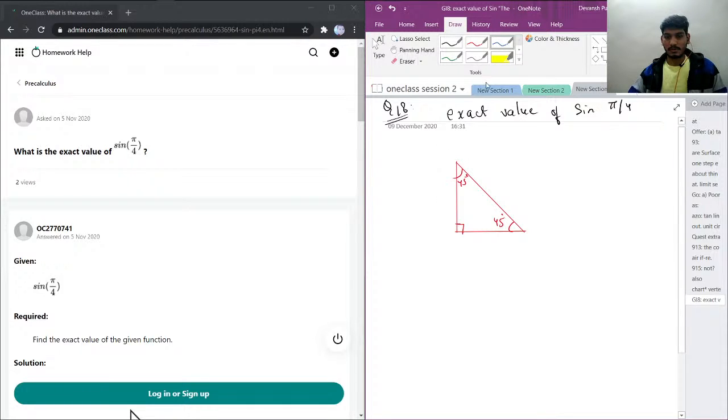As this is an isosceles triangle, let's say the length of this side and this side is a, and using Pythagoras theorem we have a square plus a square equal to this length. So this will be, say, h square. h will be 2a square, so square root of 2 times a.